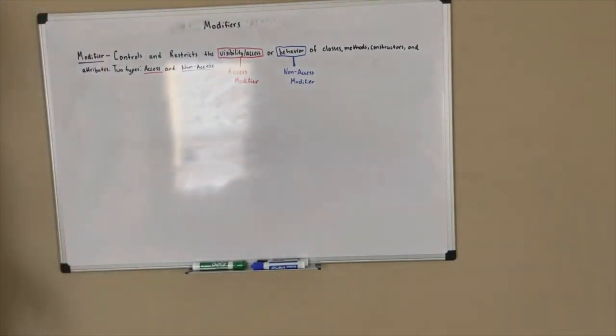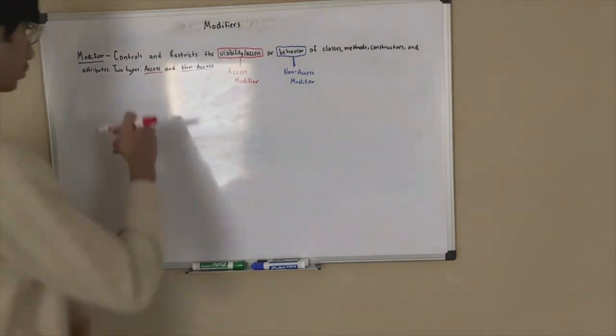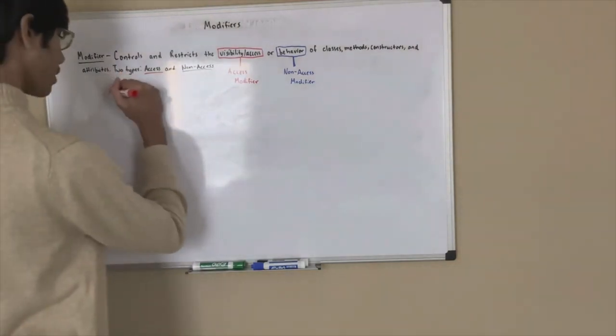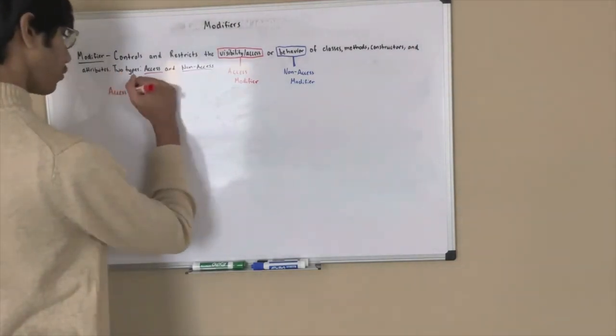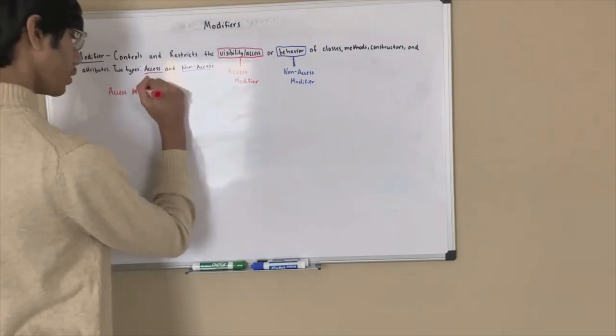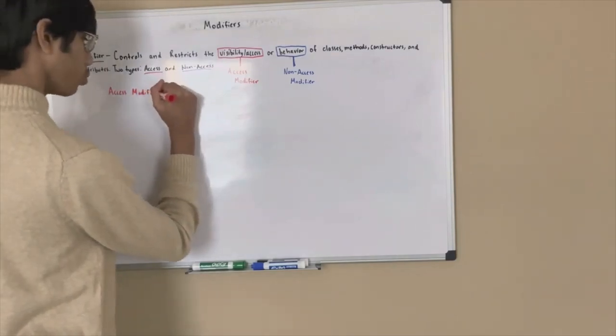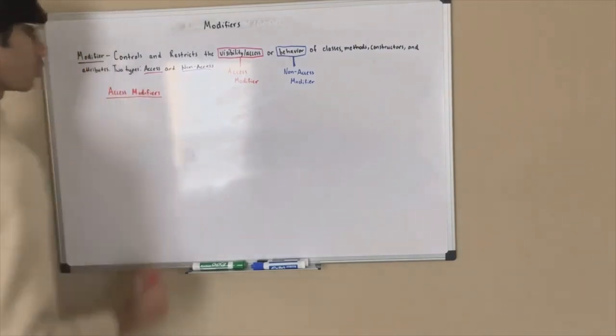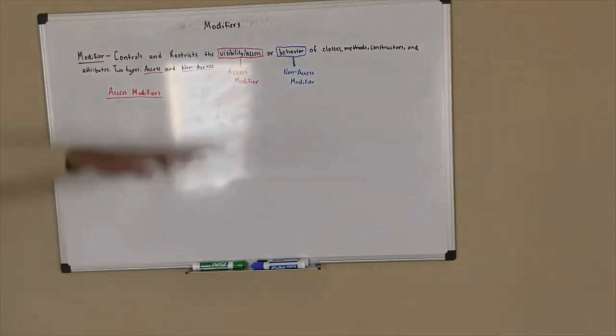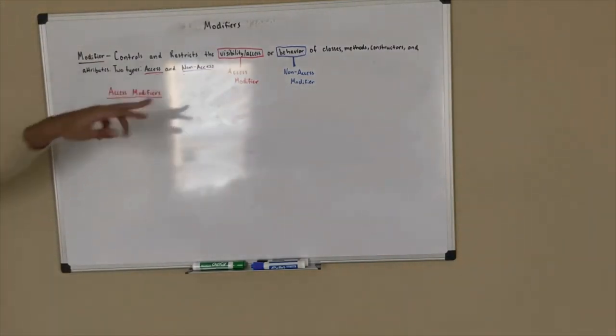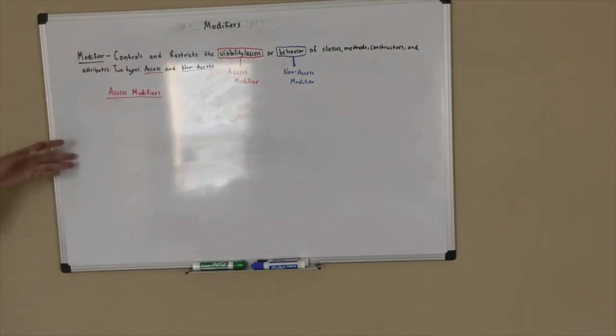Saves me some space. So there are four access modifiers. By the way, if you haven't noticed, I'm doing all the access modifiers in red, and all the non-access modifiers in blue. So that's why I color coordinated them, so that you can see I'm using red for access modifiers and blue for non-access modifiers. So let's start.